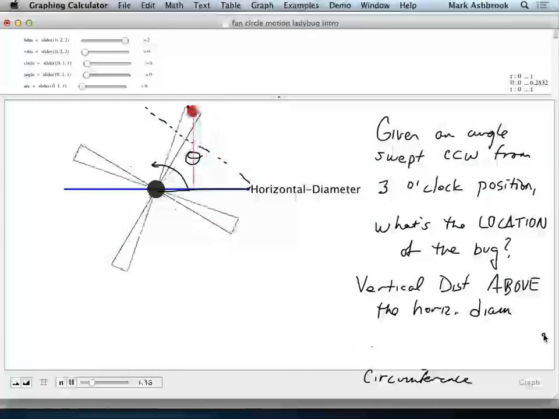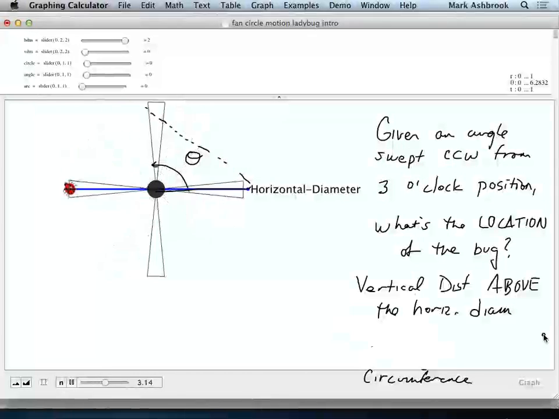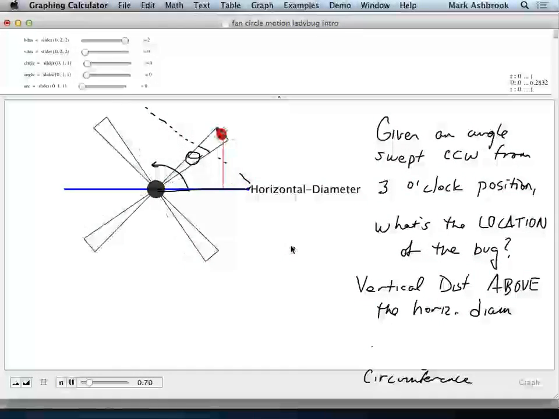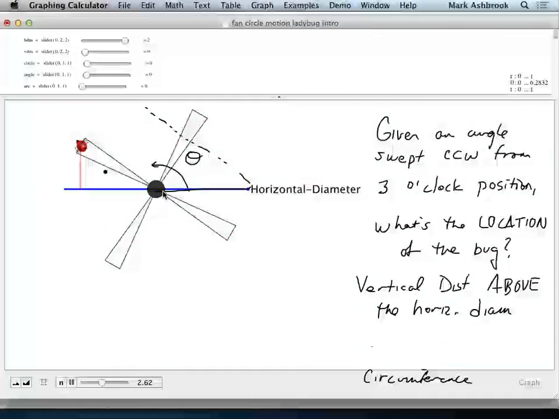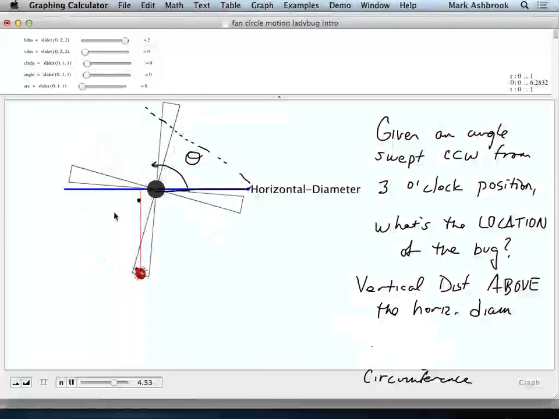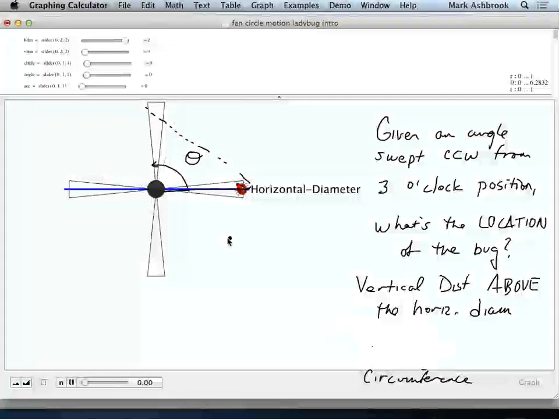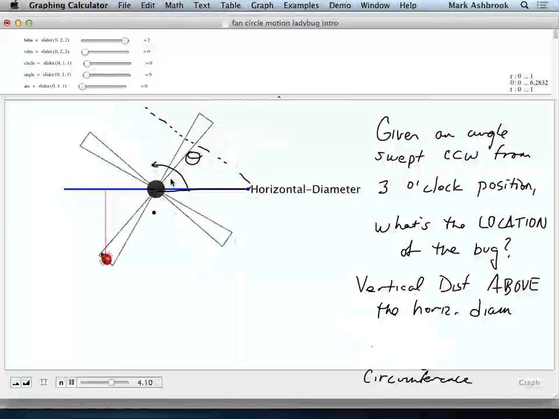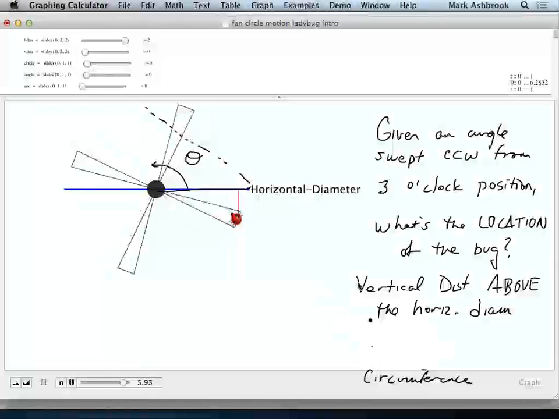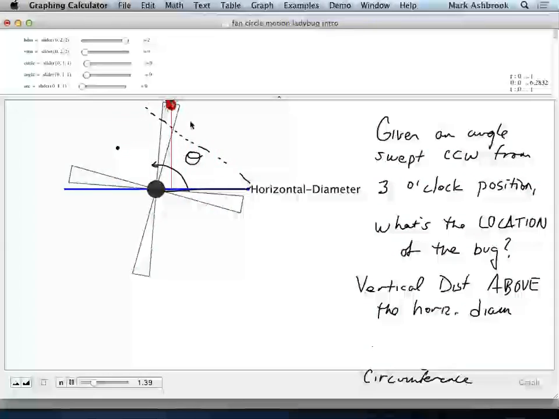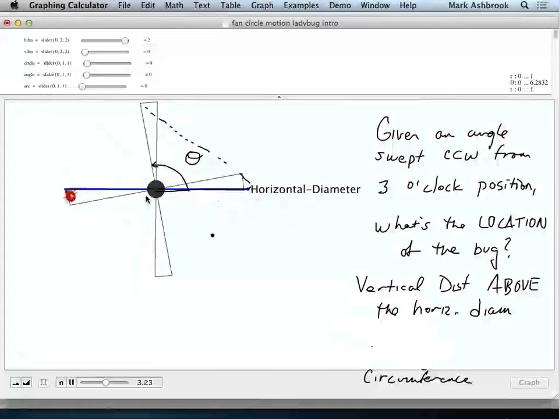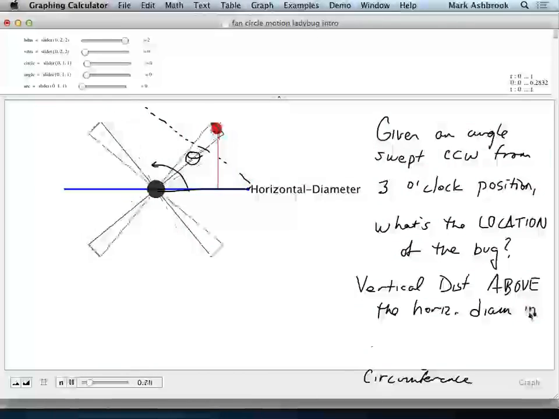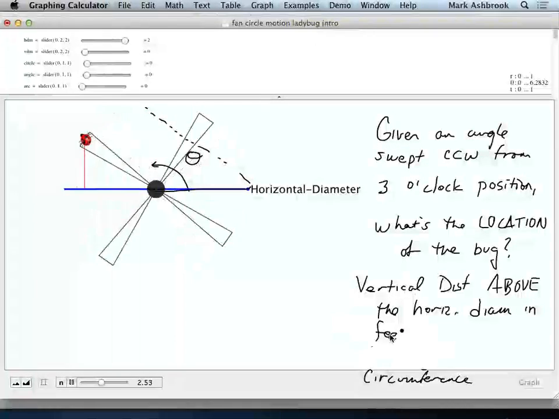Can I say above even though half the time the bug is below? Still okay to say above? So what would it mean? Yeah, so when the bug is below the horizontal diameter, it'll be the negative value of that, the opposite of the distance. So we'll have negative values for this quantity when the bug is below and positive values when it's above. Okay? And so we're going to do that in feet.